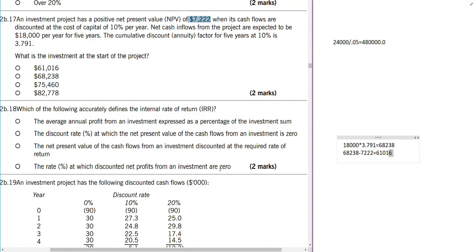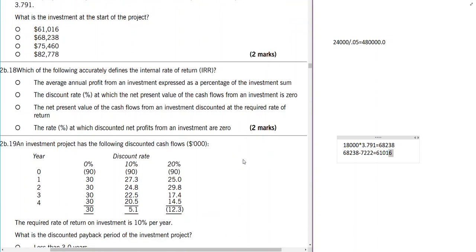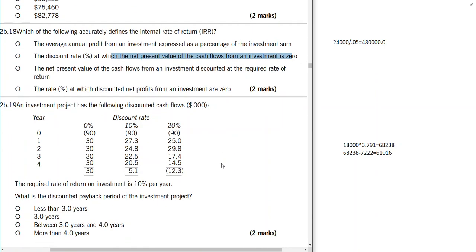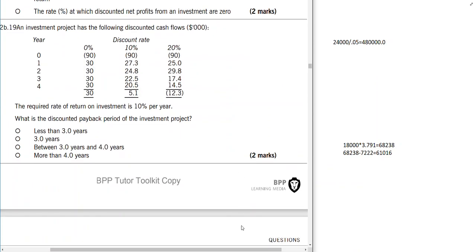Which of the following accurately defines internal rate of return? The average annual profit from an investment expressed as a percentage of investment sum. Discount rate at which net present value of the cash flow from investment is 0. This is correct. The net present value of future cash flows, but still read all the options just to be sure. Net present value of cash flows from an investment discounted at the required rate of return. The rate at which discounted profits from an investment are 0. So these statements don't make sense.